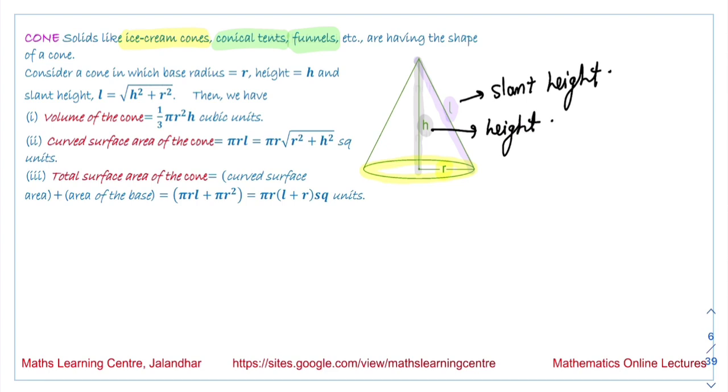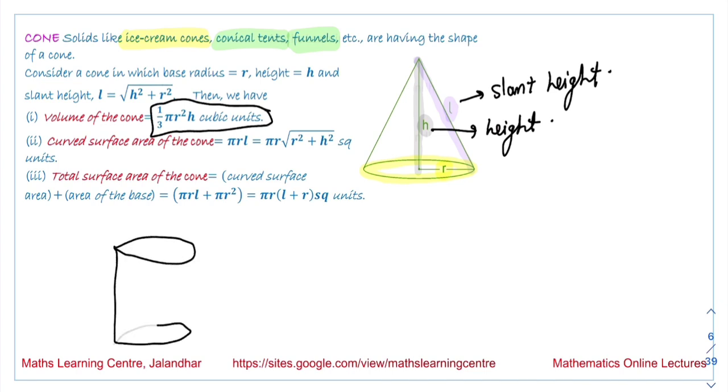So if we talk about the volume of the cone, how have we justified this formula, 1 by 3 pi r squared h? We justify it in this form: suppose we have a cylinder and we have a cone.